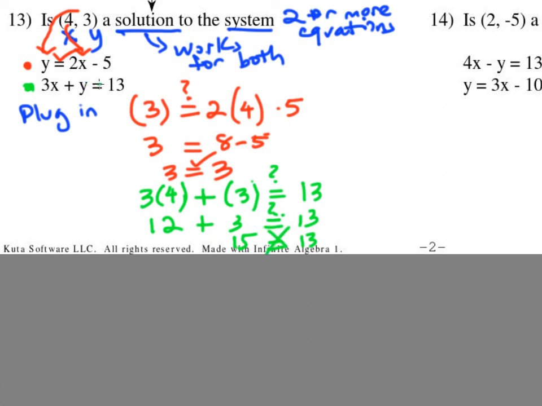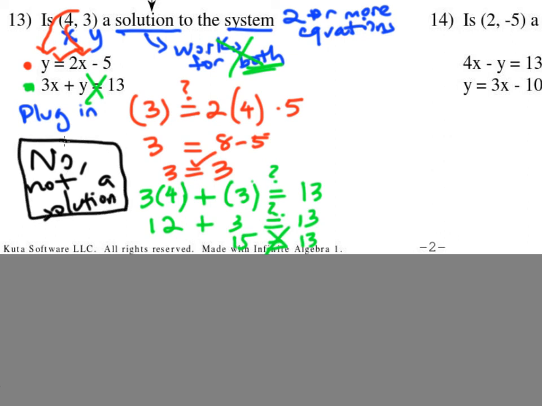So unfortunately, it works for the red one, but it does not work for the green one, so it does not work for both. So the answer to is this a solution to the system is no, it is not a solution. And that's all we can do. If it works for both, it is a solution.